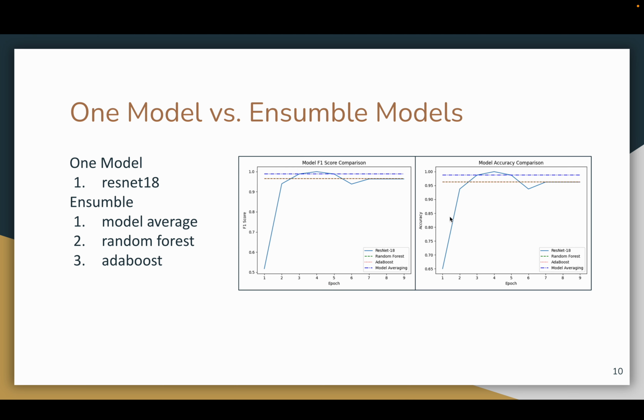Second, we talk about how one model and ensemble models affect performance. We compare four models: ResNet 18, model average, random forest, and AdaBoost. As we can see, if we use an ensemble method in this experiment, it performs better than one model.